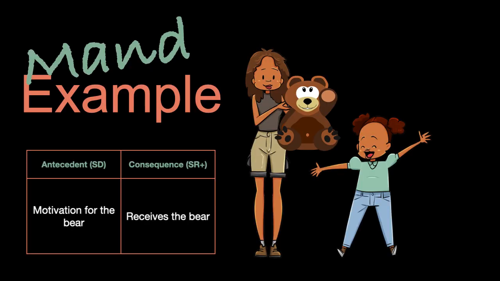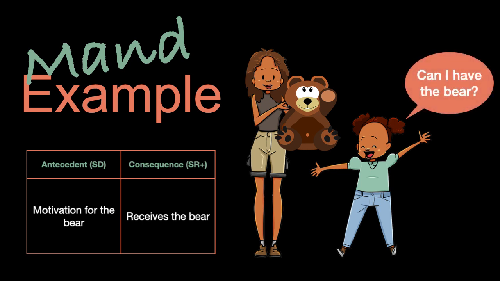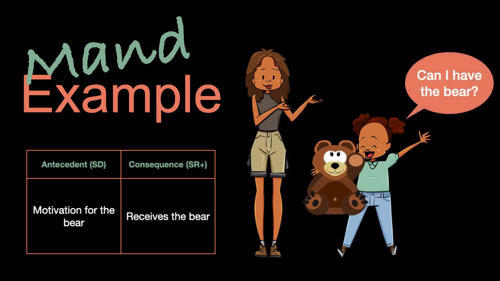Morgan's mother just came home from a business trip. She walks in holding a giant teddy bear. Morgan is excited to see her mom, but she really wants the bear. Morgan says, "Can I have the bear?" Her mother hands her the bear. This is a mand. Morgan wants the bear, and she requests the bear. She receives the bear, which makes her more likely to repeat this behavior in the future.